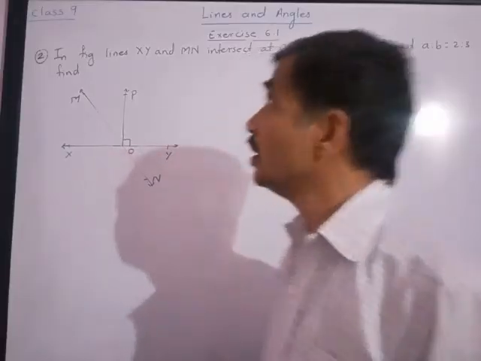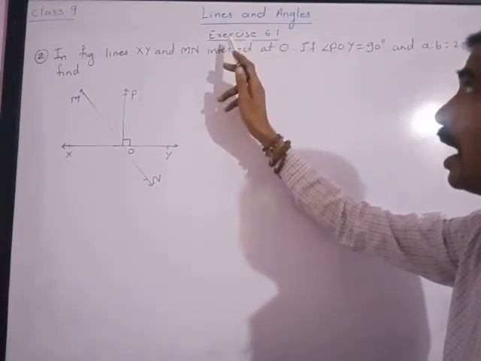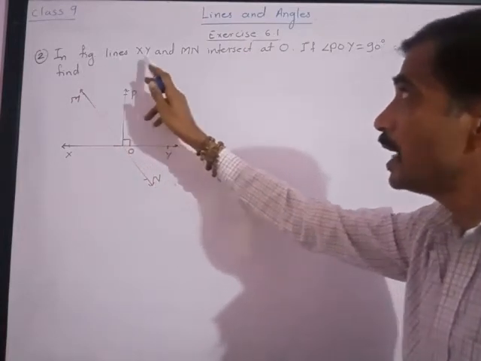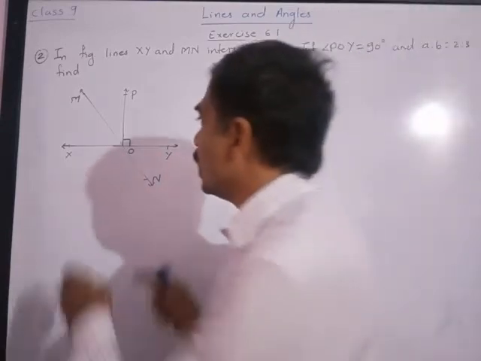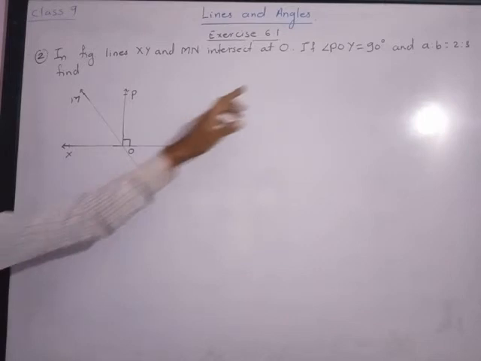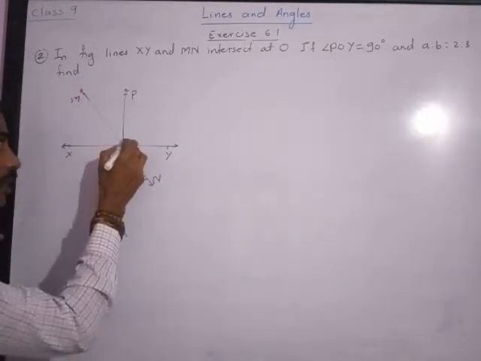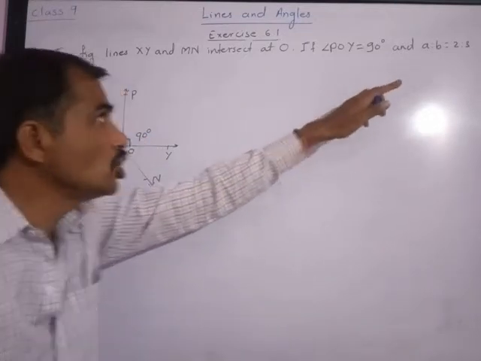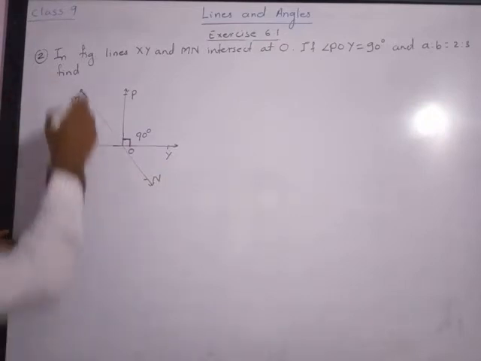Dear friends, in class 9 we have chapter 6, lines and angles, and in exercise 6.1 we have the second question. In the figure, lines XY and MN intersect at O. You can see line XY and line MN intersect at point O. If angle POY is 90 degrees, this angle is a right angle. Angle POY is equal to 90 degrees. This is given to us. And a is to b is 2 is to 3. We have to find angle c.